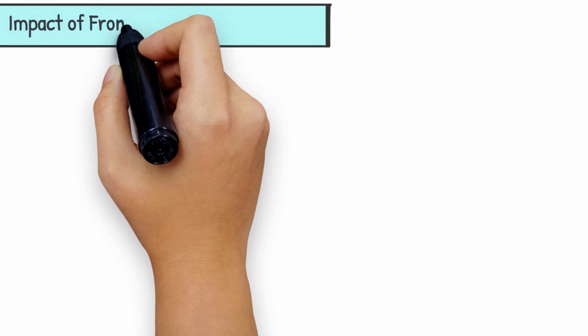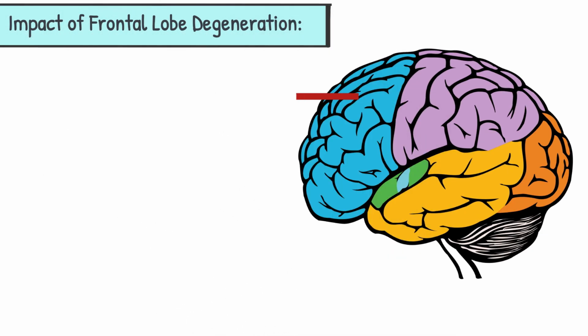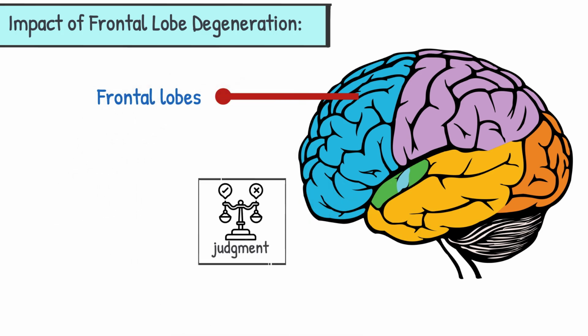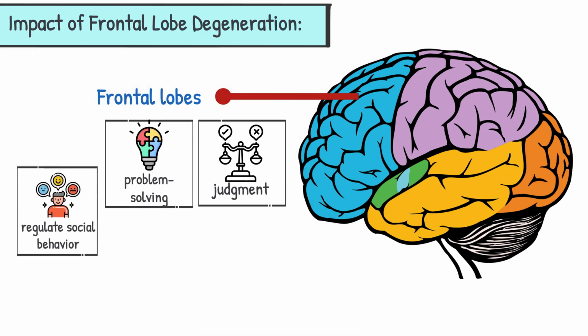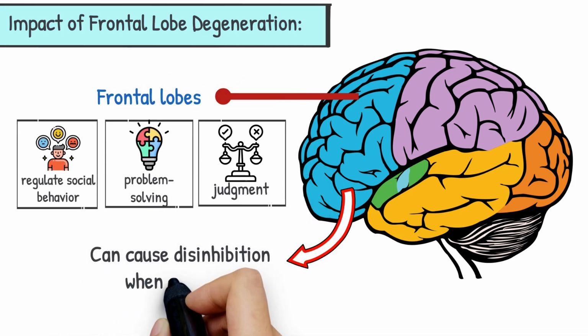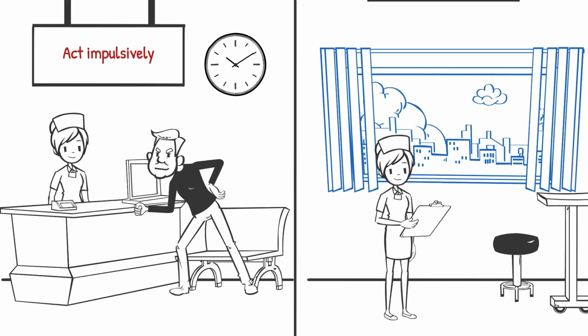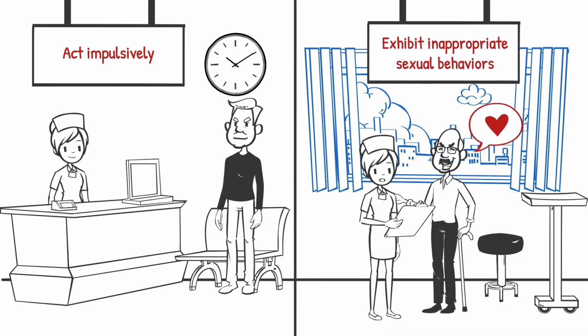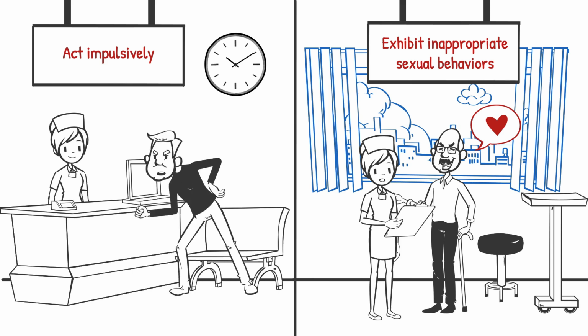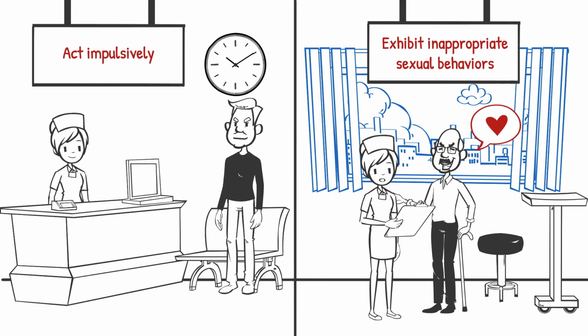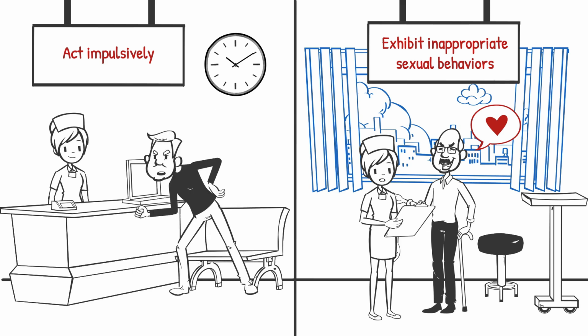Impact of frontal lobe degeneration. The frontal lobes, responsible for judgment, problem-solving, and regulating social behavior, can lead to disinhibition when affected. This means patients with FTD may act impulsively or exhibit inappropriate sexual behaviors. This change in behavior often results from the deterioration of brain areas governing judgment and self-control.